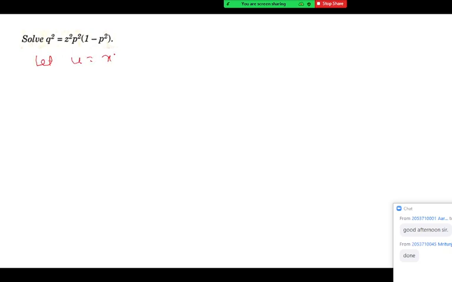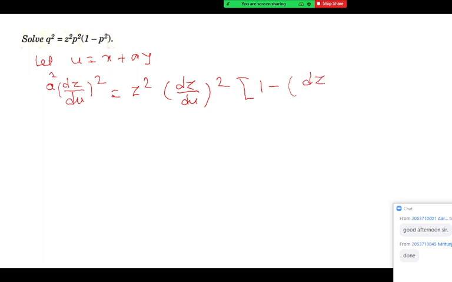u is equal to x plus ay. Remember, when you put x plus ay, the value of q is a dz by du, as a is connected with y. If you do the other substitution, ax plus y, then the value of p is a dz by du. So here it becomes a square dz by du bracket square is equal to z square dz by du bracket square into 1 minus dz by du bracket square.